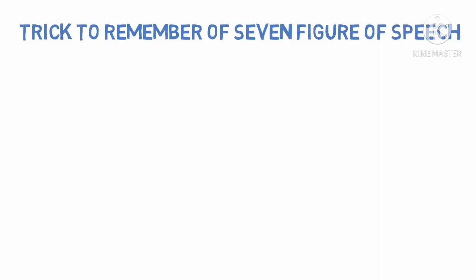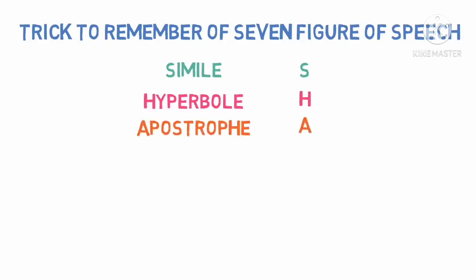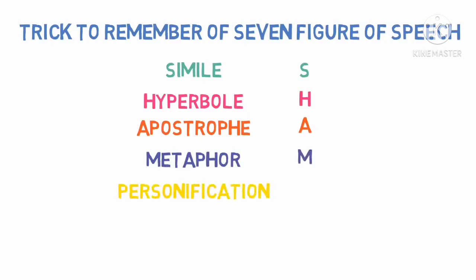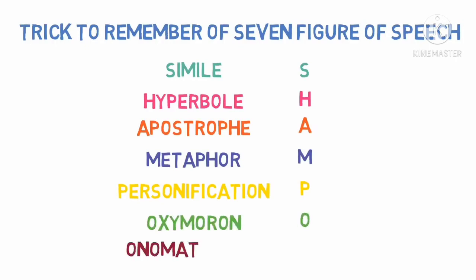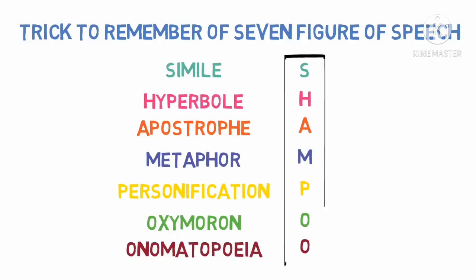Let's rearrange the 7 figures of speech in a specific order and take out their first letter. Simile, here S is the first letter. Hyperbole, here H is the first letter. Apostrophe, here A is the first letter. Metaphor, here M is the first letter. Personification, here P is the first letter. Oxymoron, here O is the first letter. Onomatopoeia, here O is the first letter. Combining all these letters, it becomes the acronym SHAMPOO. So please remember this acronym and you won't forget the names of all 7 figures of speech.